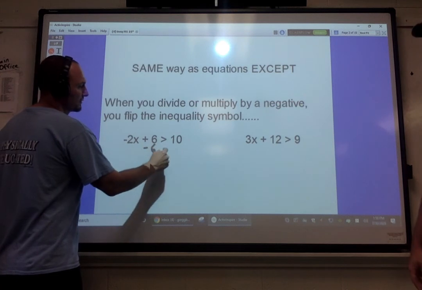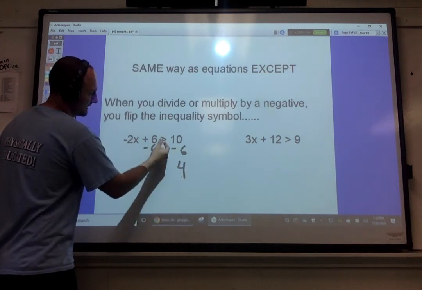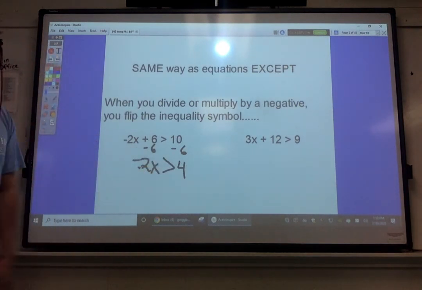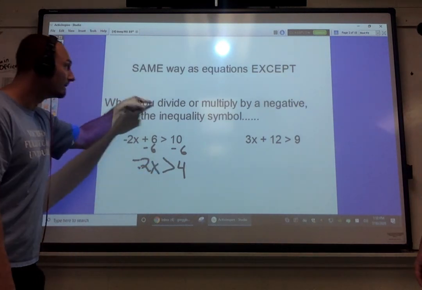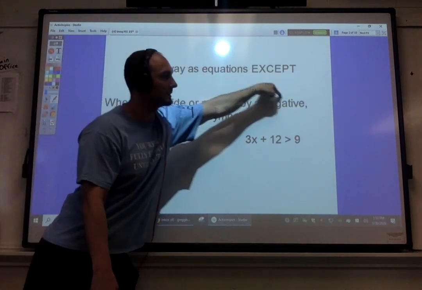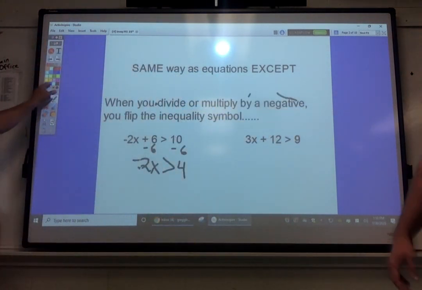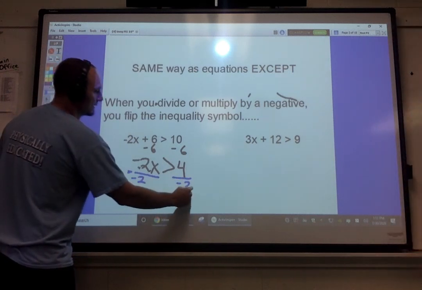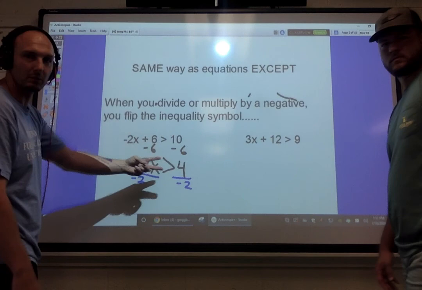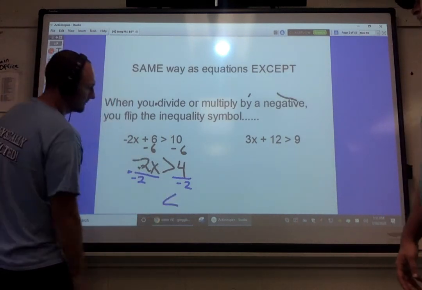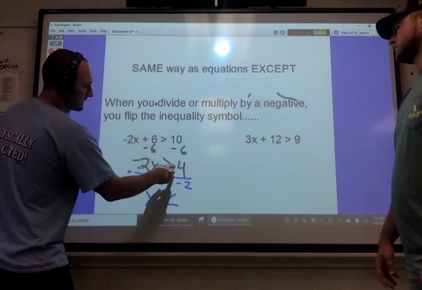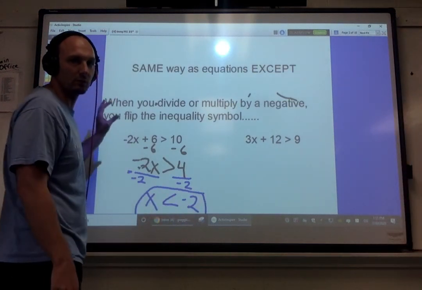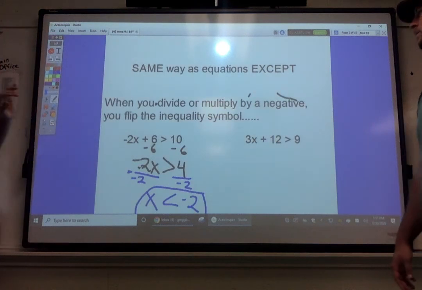I'm going to move the constant over. Get a 4. Keep that symbol the same. So now, the next step in solving this is to divide by a negative. Dividing by a negative. Since I divide by a negative 2, I need to remember to turn that symbol. So, bam, turn it that way. So, x is less than negative 2. That's what the rule is. That's what you've got to remember.